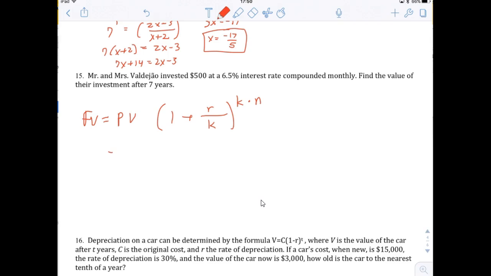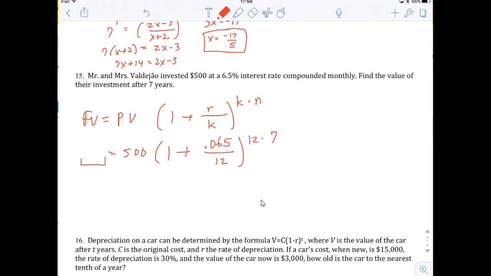Okay, so it says invested $500 and the rate is 6.5%, which is 0.065 in decimal, and divided by 12 because it says monthly. And then the number of years is 7. Okay, find the value of their investment after 7 years.